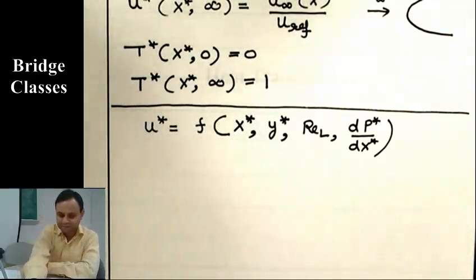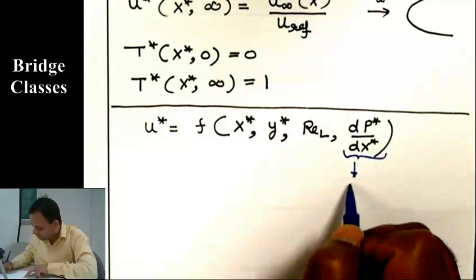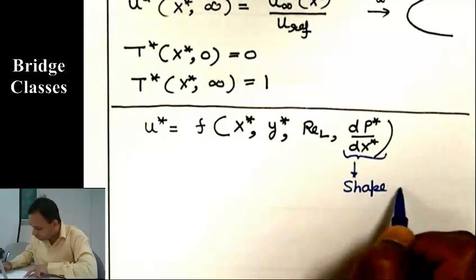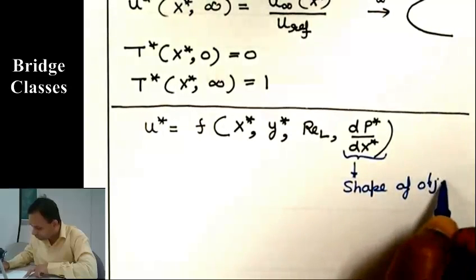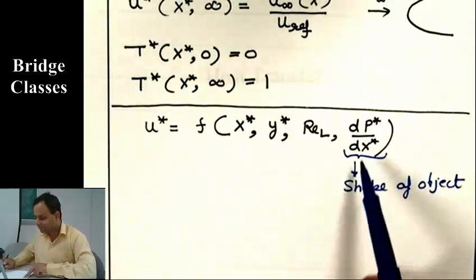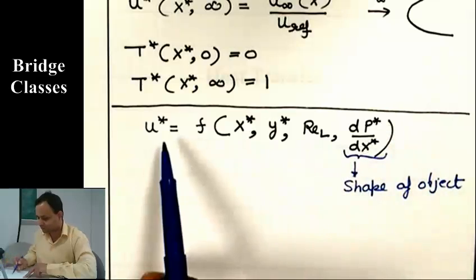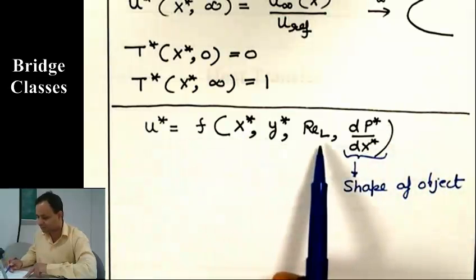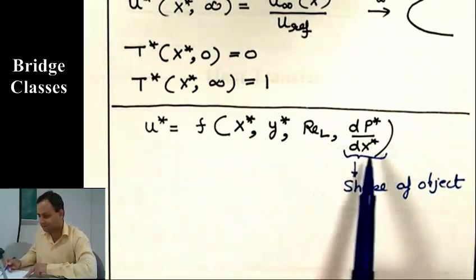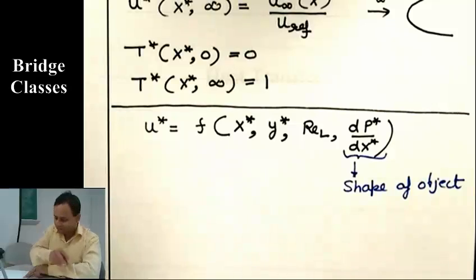We discussed this previously, that this pressure gradient is due to the shape of the object. And if the objects are geometrically similar, okay, then we don't have to consider this because this term is same. So u star is a function of x star, y star and Reynolds number. You can say that, okay, if the objects are geometrically similar.